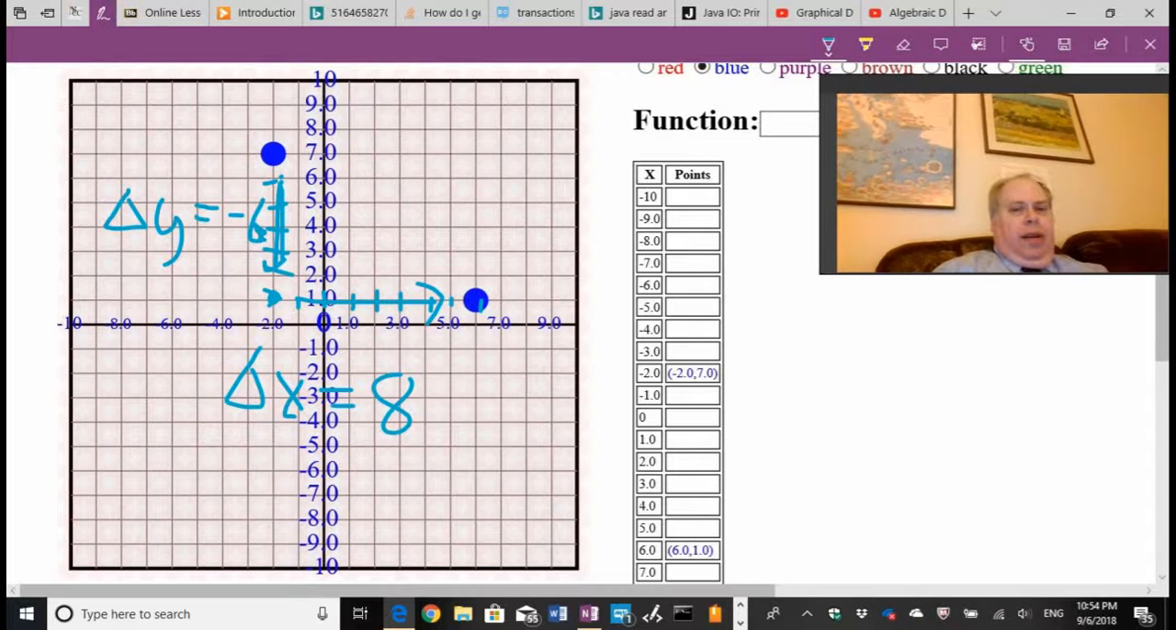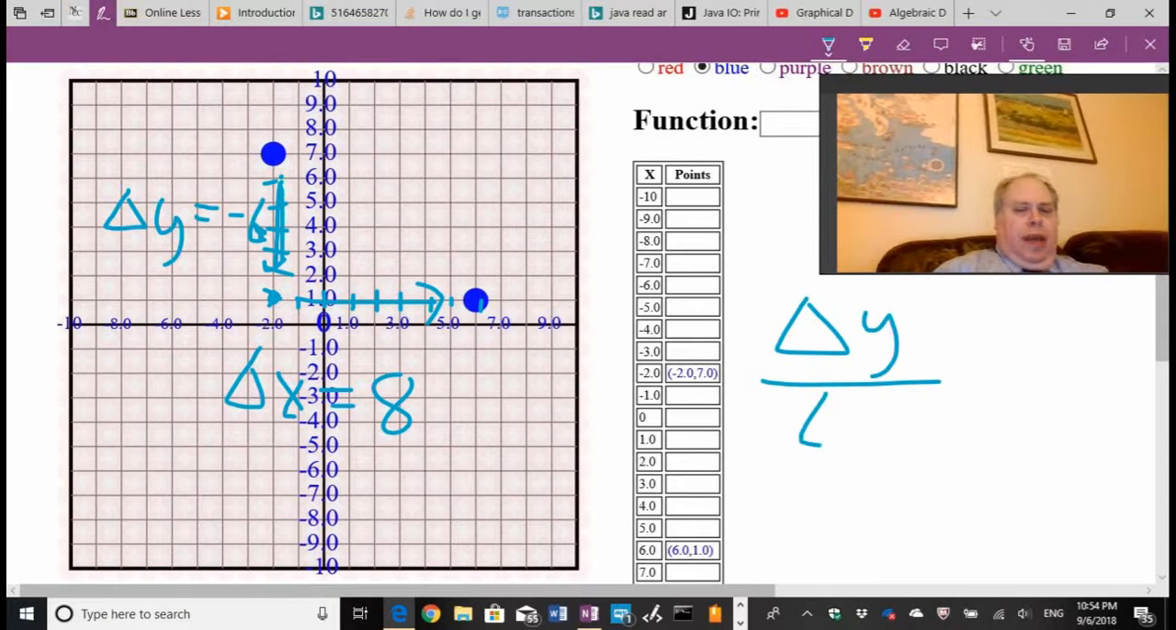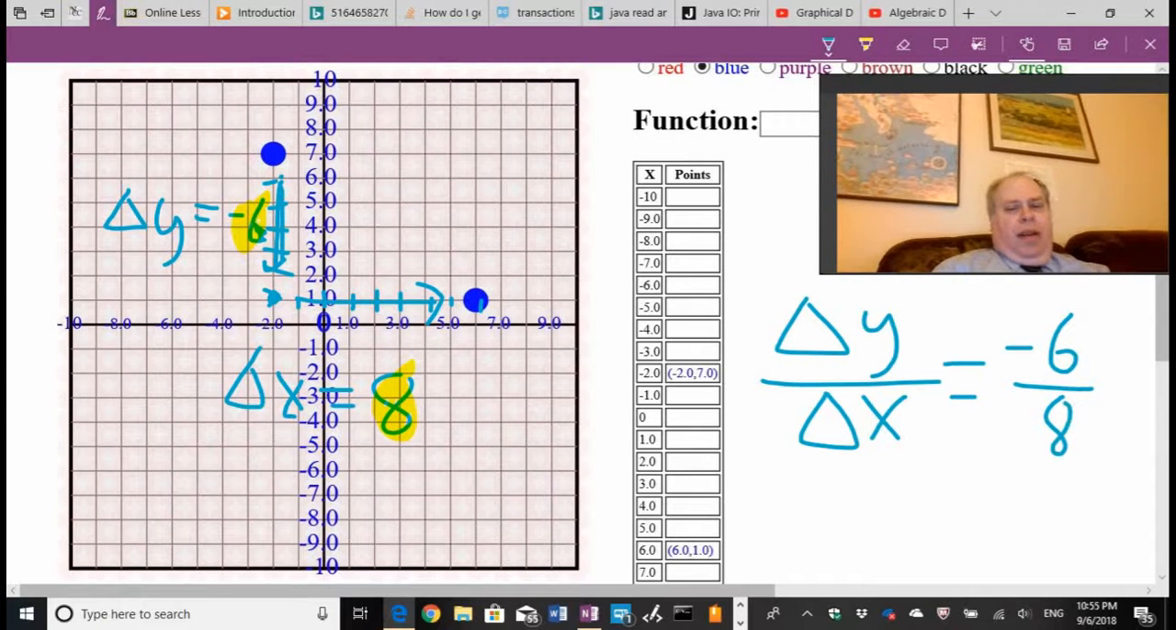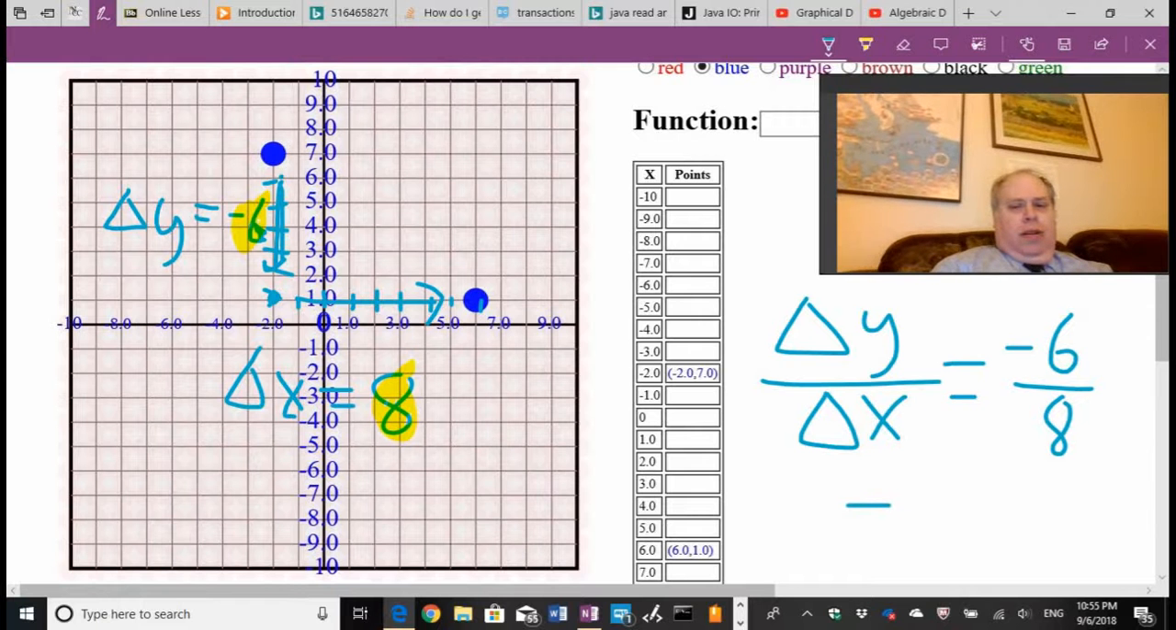Now, the formula, the graphical formula for slope, actually algebraically too, is delta y over delta x. And so we're going to put -6, that's delta y, up here, -6 over 8. And if we feel like it, we can put that in lowest terms, -3 over 4.